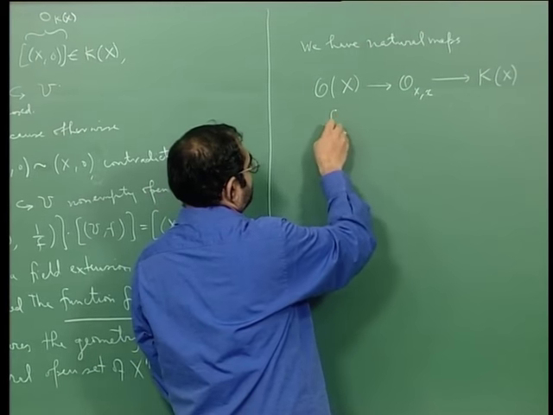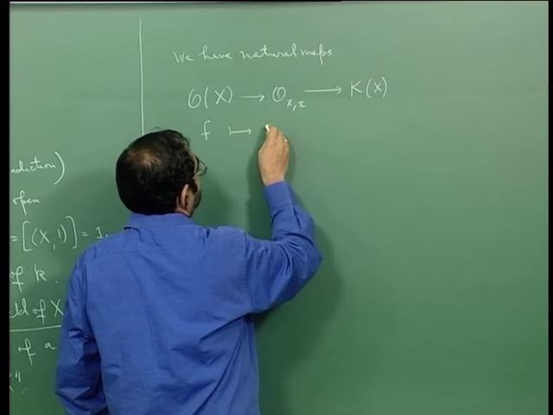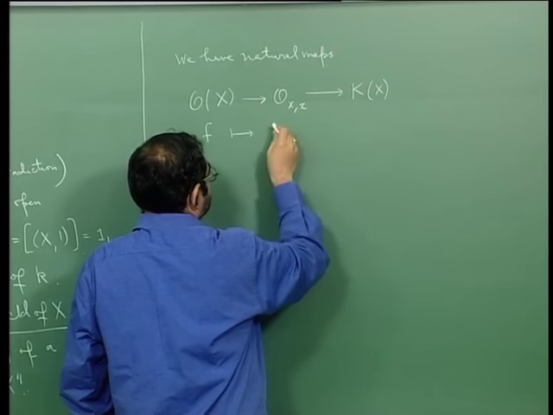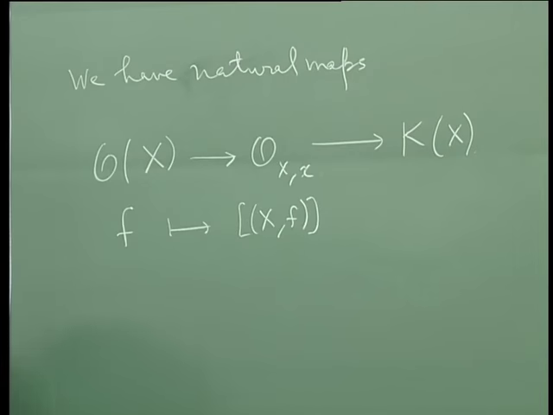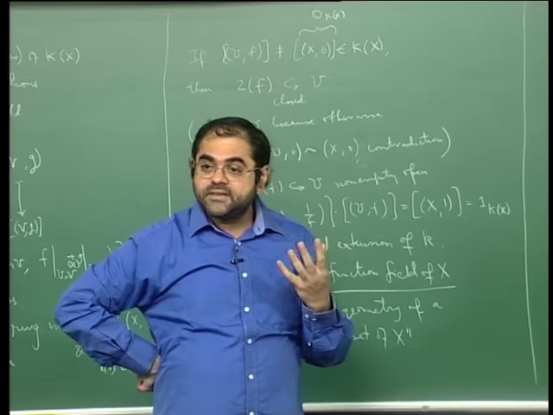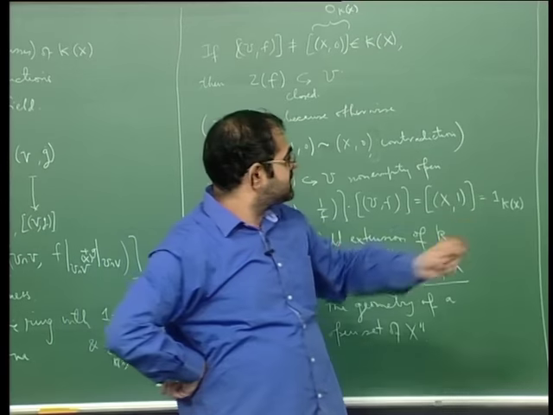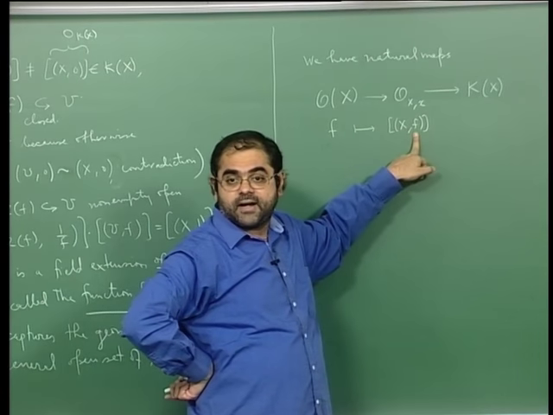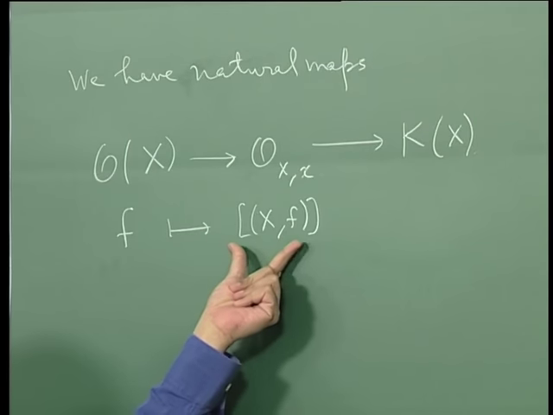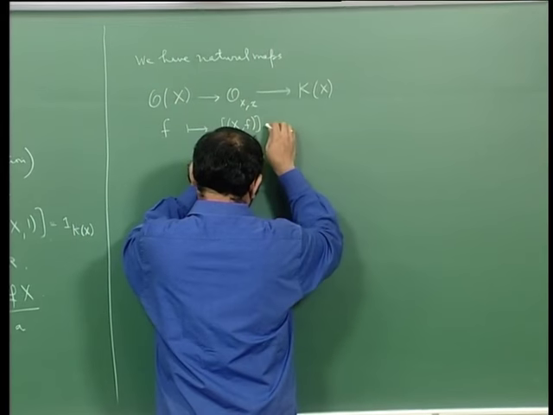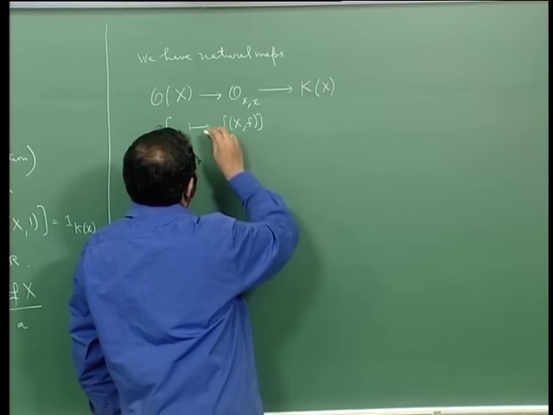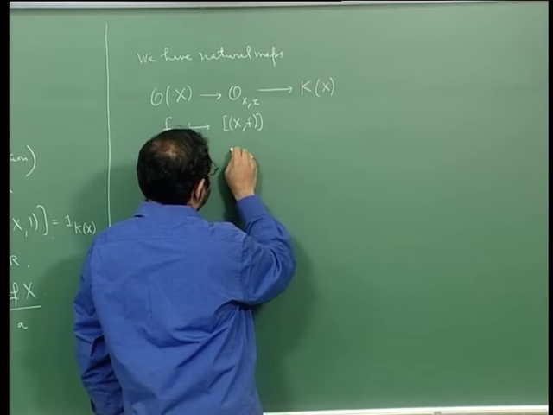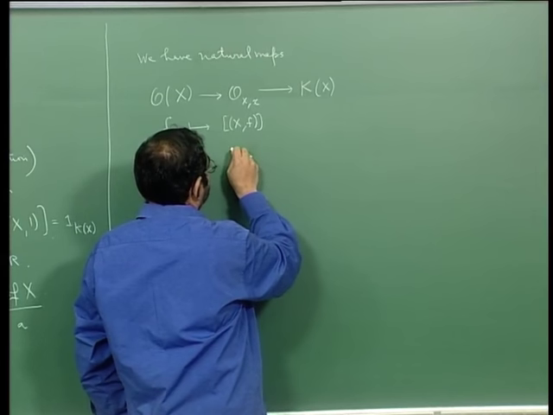So what is this map? Let f be a regular function on x. Since f is a regular function on x, I have the pair (X, f), and its equivalence class will give me an element of the local ring at this point x, because the elements of the local ring at a point are simply germs of regular functions defined on a neighborhood of the point. Since f is a global regular function, it is also a regular function at that point, so I can take its germ. So this is the germ of f at the point. This is this map. Mind you, I can also send a map from here to here, namely if you take (v, g).